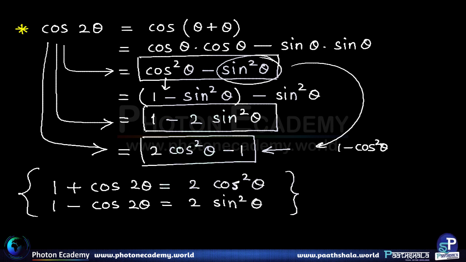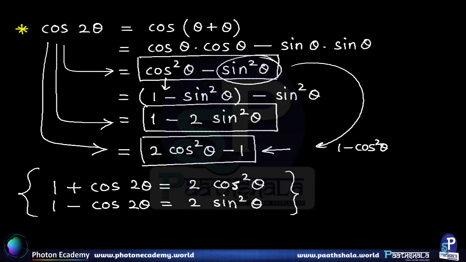There is a fourth form also, whereby we can express cos 2 theta in terms of tan of theta. So let us see how to do that.